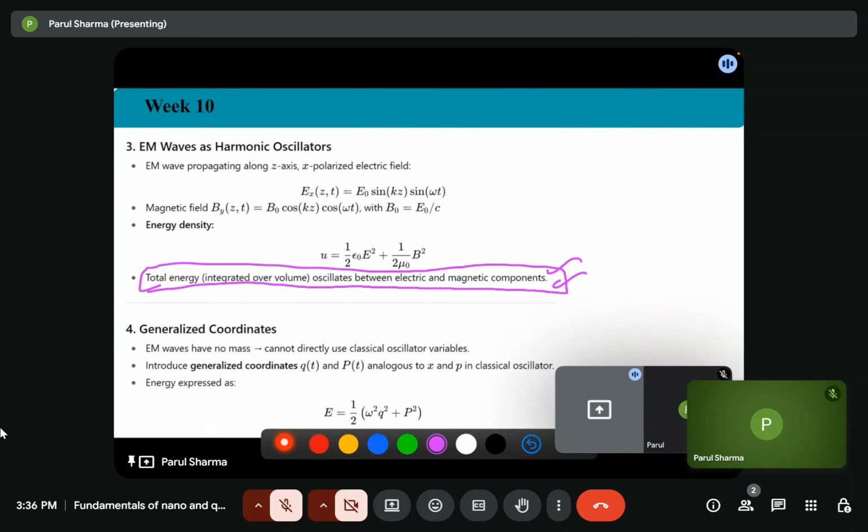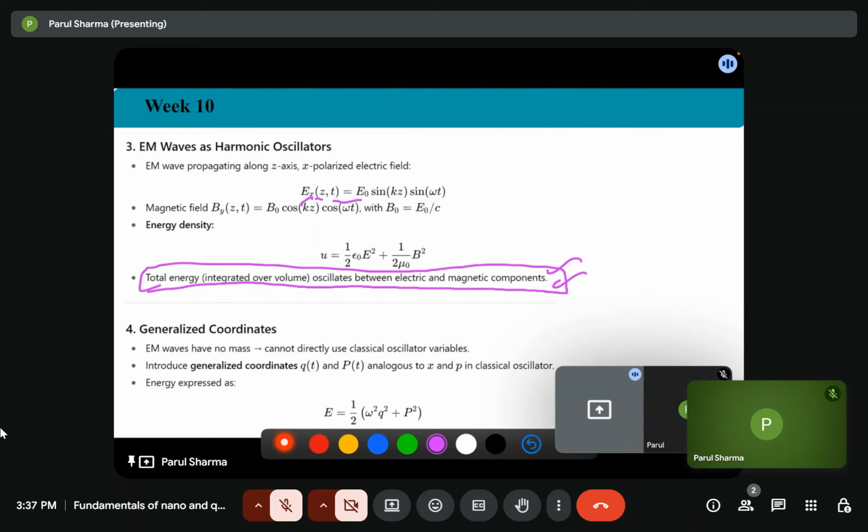Consider a box which has some electric field in its polarized direction, that is E_x(z,t) equals E naught sine kz sine omega t, and magnetic field B_y equals B naught cos kz cos omega t. We know that E naught is equal to B naught C, so B naught is equal to E naught by C.